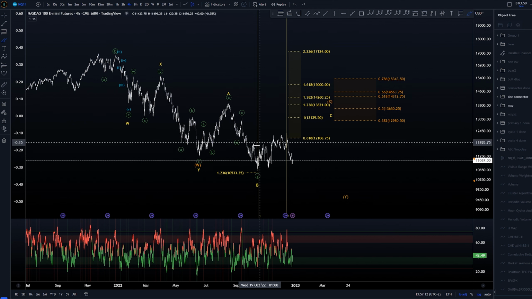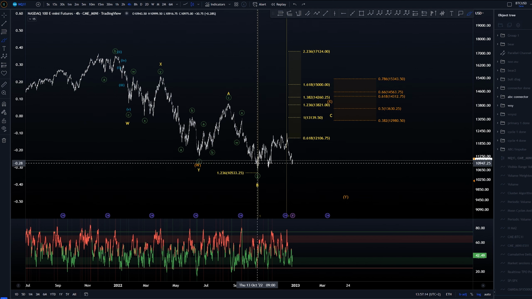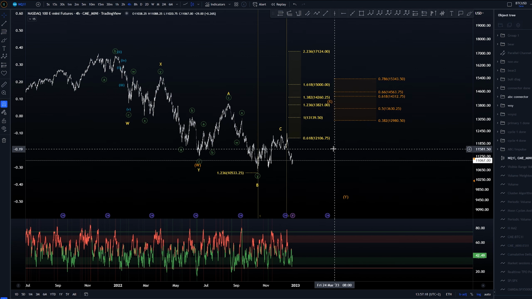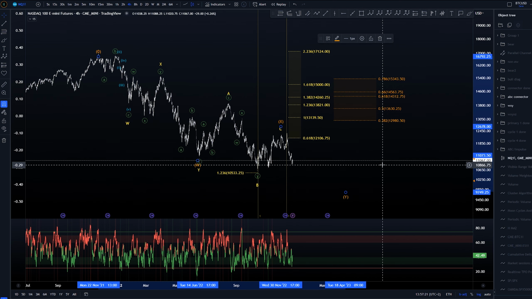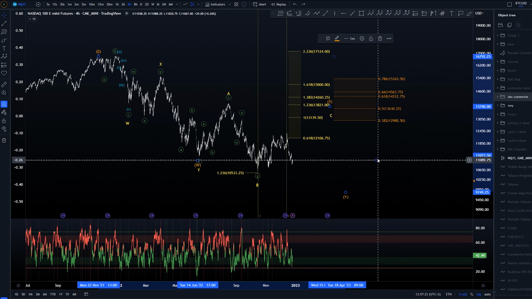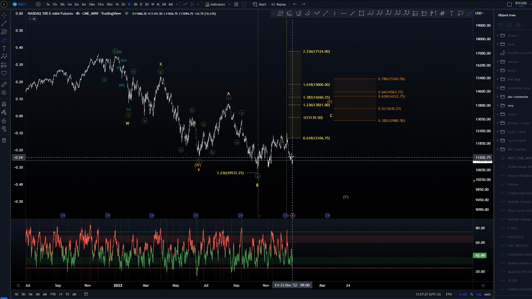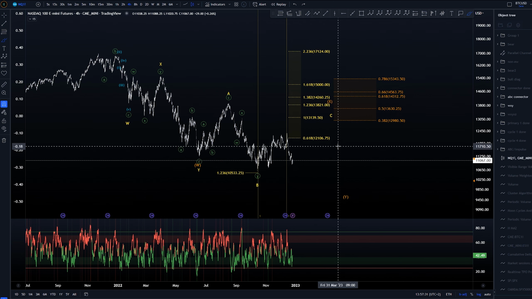At the moment the C does not really look good. We have one scenario where it would end here, and that would be the end of wave X. Overall, it does not look good at all, but it does hit the 0.618, again, the minimum target we would have for it. So yeah, that is that.